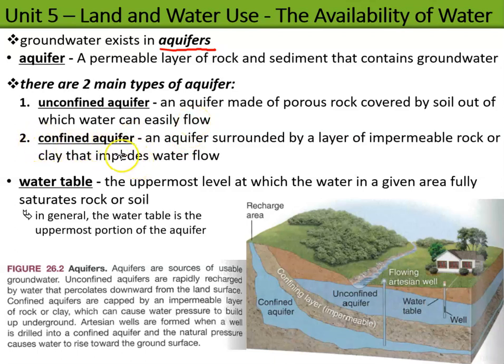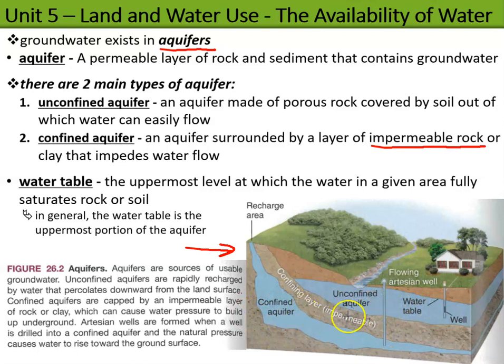aquifer. The other type is a confined aquifer, which is an aquifer that is surrounded by a layer of impermeable rock or clay, and this impedes water flow into and out of the aquifer. So if you take a look at this picture right over here, figure 26.2, you see that we have an unconfined aquifer right here, and we have a confined aquifer right here.